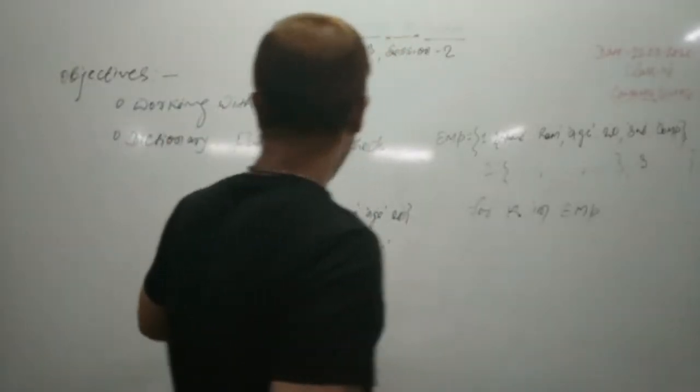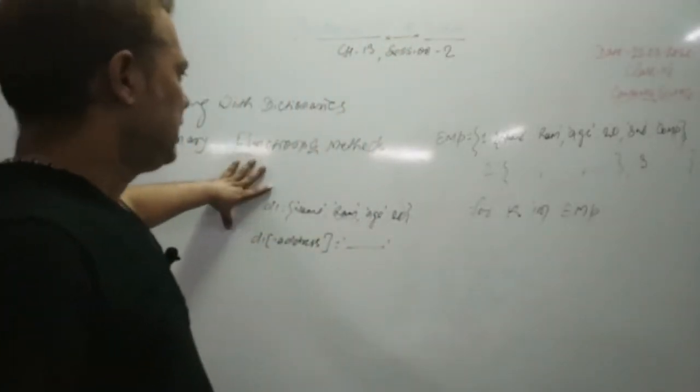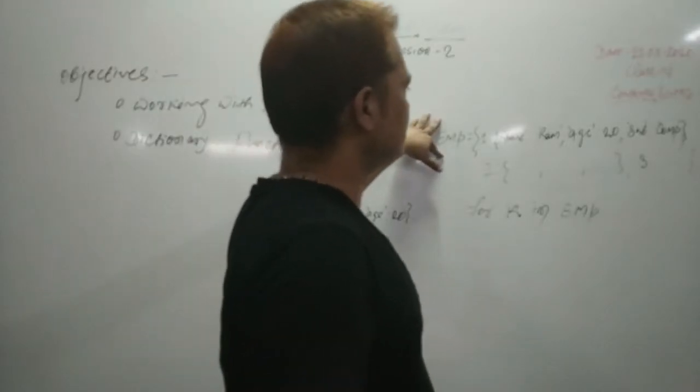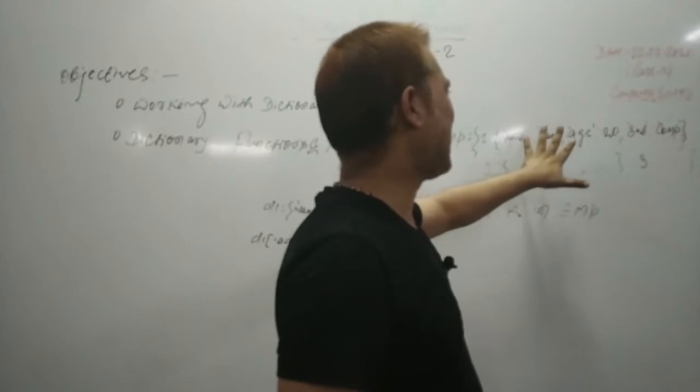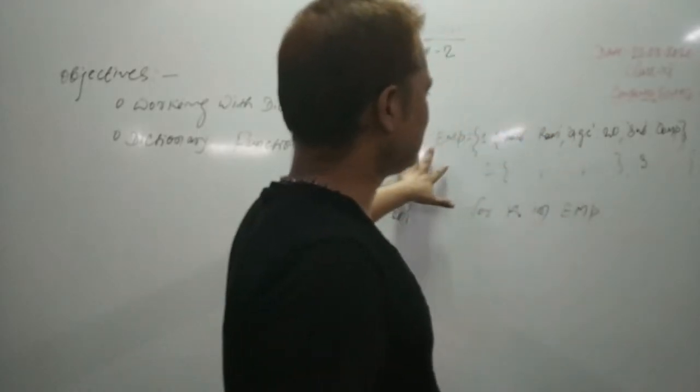Okay, resume back. I was talking about the nested dictionary. Once a dictionary has an element that is itself a dictionary, then it's called a nested dictionary.